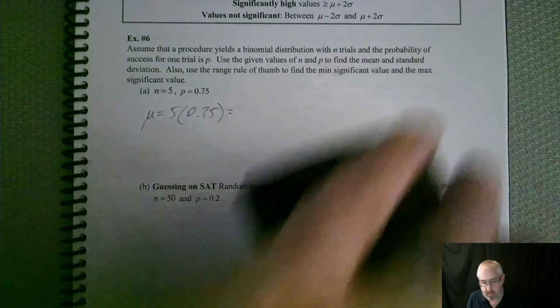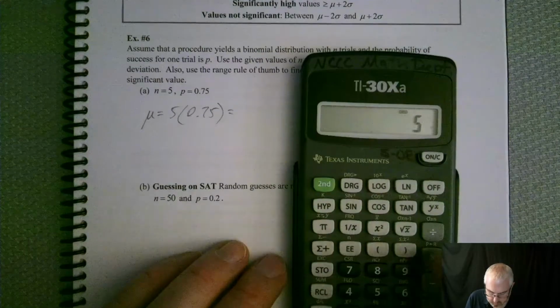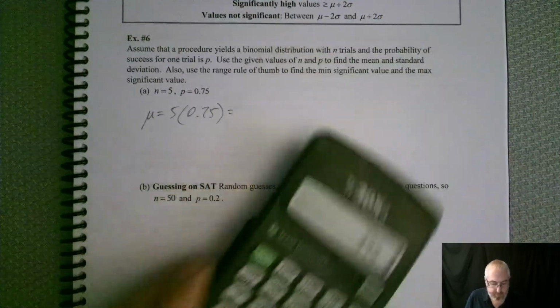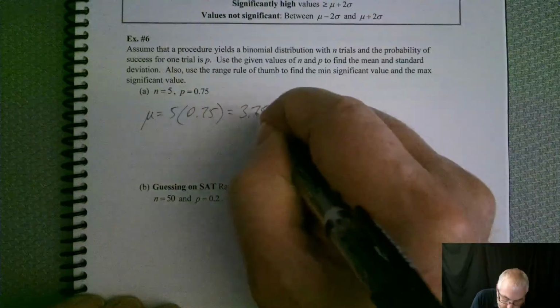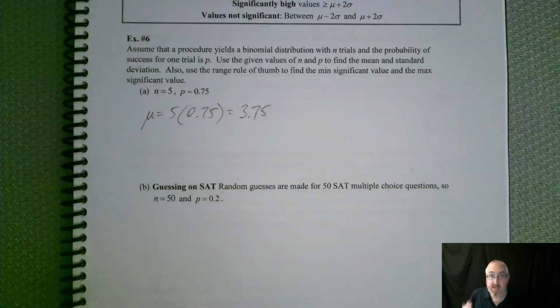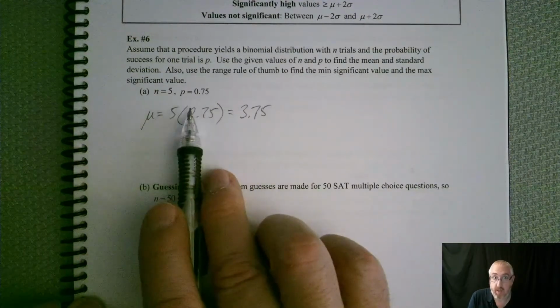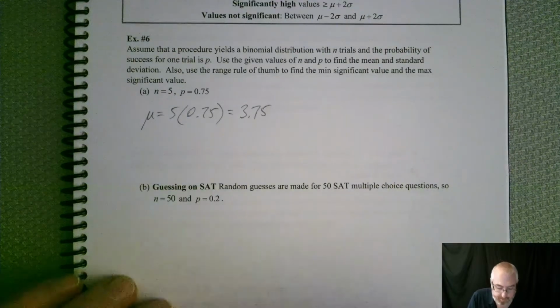So let's just double check on the calculator. I think it's 375, but it is. So 3.75. Now remember, with means and standard deviations and even the min and max significant values, we're going to need units. Now in this case, we lucked out. There's no units on anything. So we don't know what we're really talking about, so we don't need units on this problem.